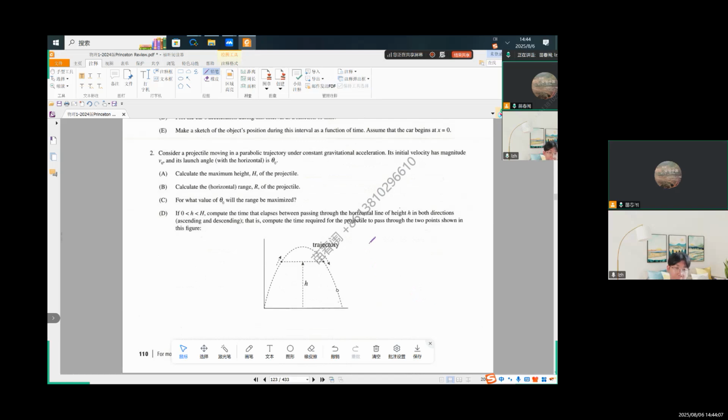Compute the time that elapses between passing through the horizontal line and the height h in both directions, ascending or descending. That is, compute the time required for both projectiles to pass through the 2 points in this figure. They want you to know the time, right?